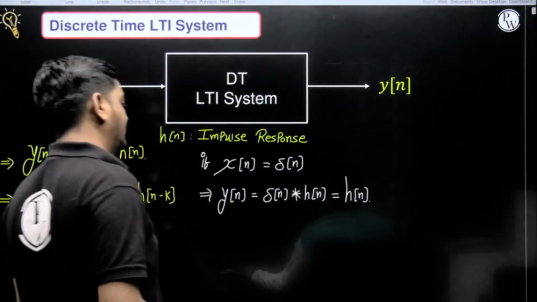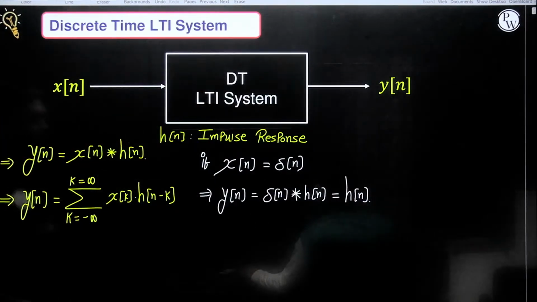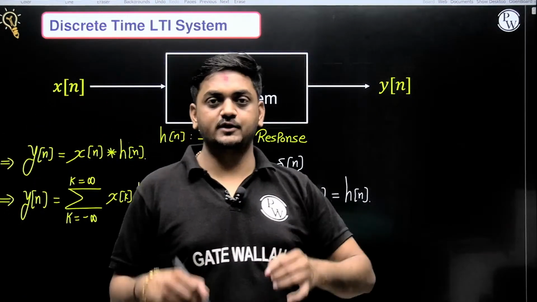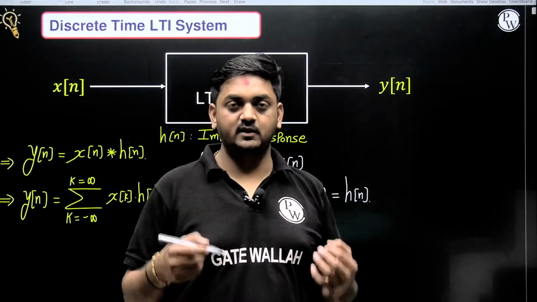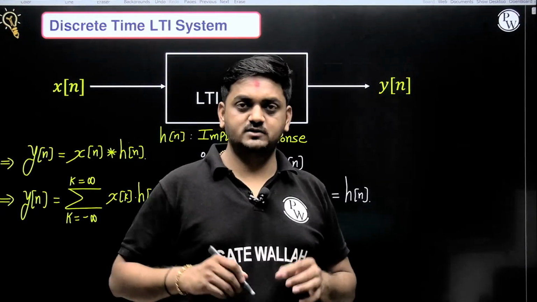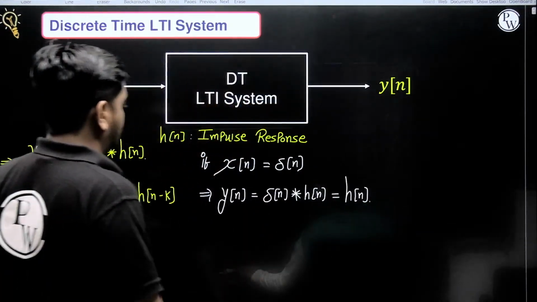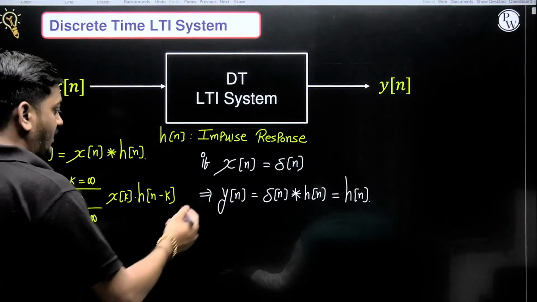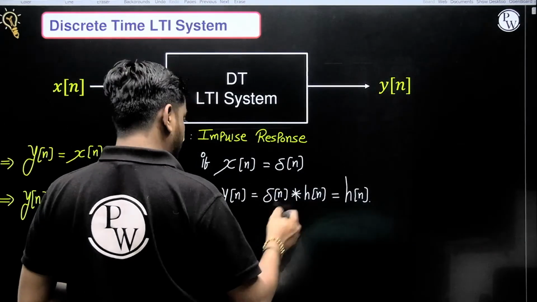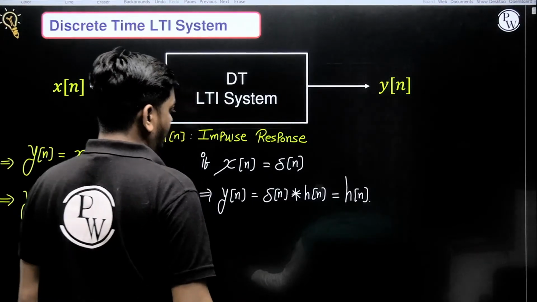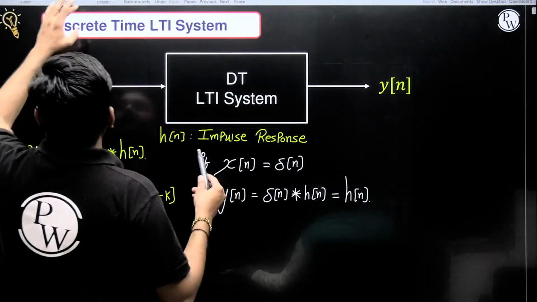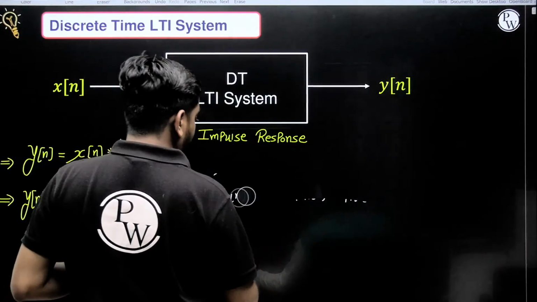Same properties. All the properties are also the same as continuous time convolution, like the distributive property, associative property, then the scaling property. So if input x of n equals delta n, then y of n equals h of n. That means delta n convolution h of n equals h of n. You can write it like this also, guys.